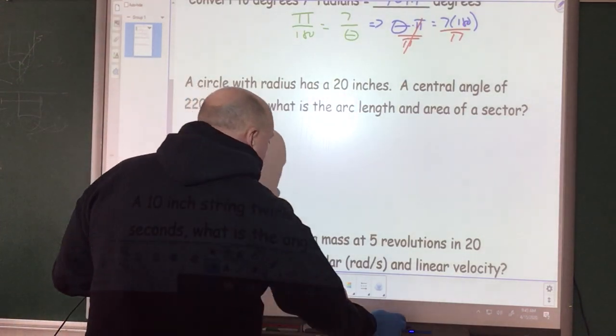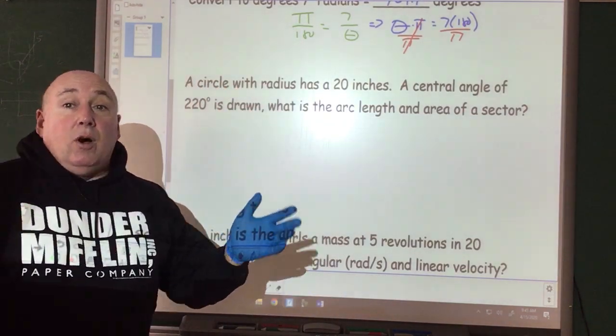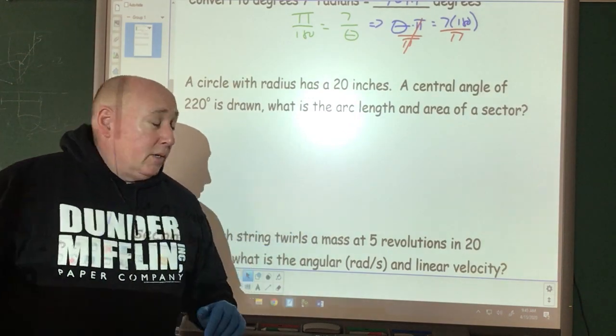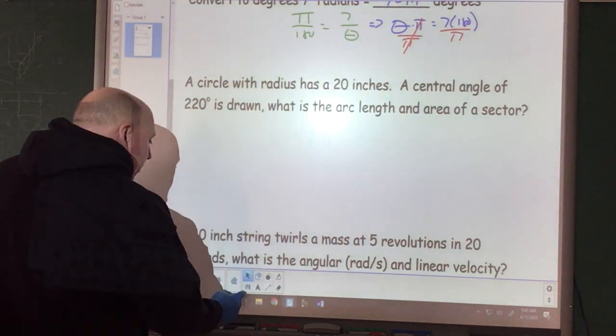So as always, what do we need to do? We need to draw a picture, draw a picture, draw a picture. So let's draw a picture of our circle.